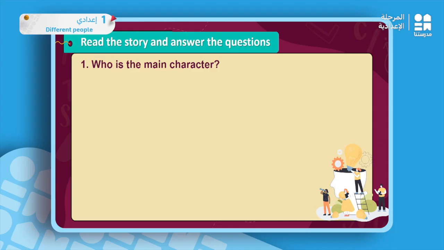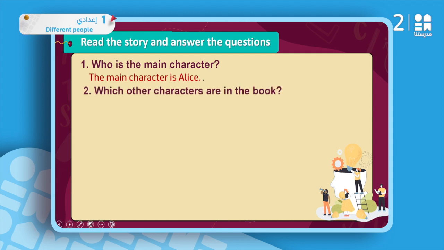Let's answer some questions about Alice in Wonderland to check our understanding كده. Who is the main character of the story؟ مين هي الشخصية الأساسية في الستوري؟ Of course أكيد Alice. The main character is Alice. تمام. Which other characters are in the book؟ ايه الشخصيات الموجودة تانية في الكتاب؟ احنا قلنا عندنا Cheshire الكات، وعندنا Queen of Hearts، وعندنا the White Rabbit.